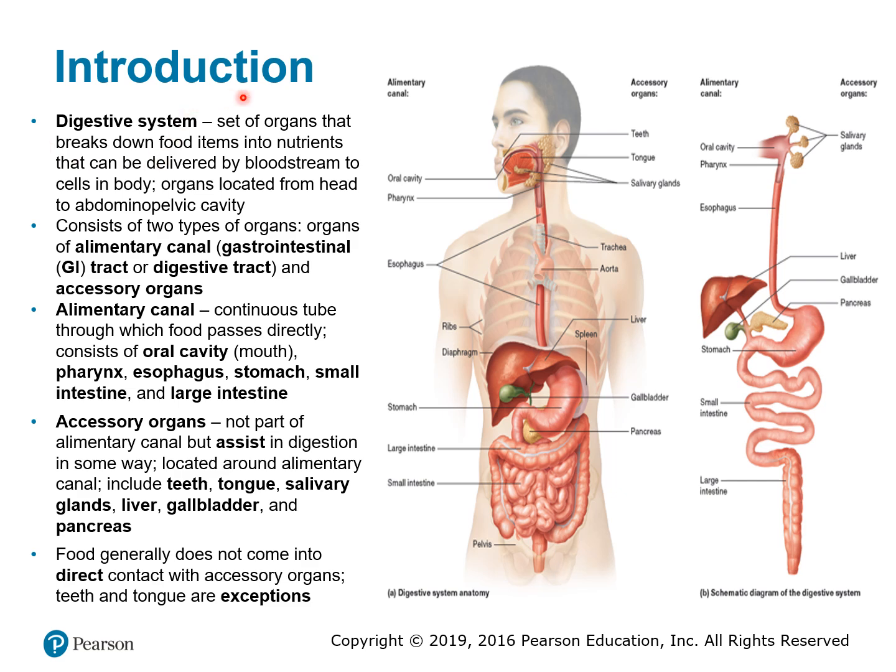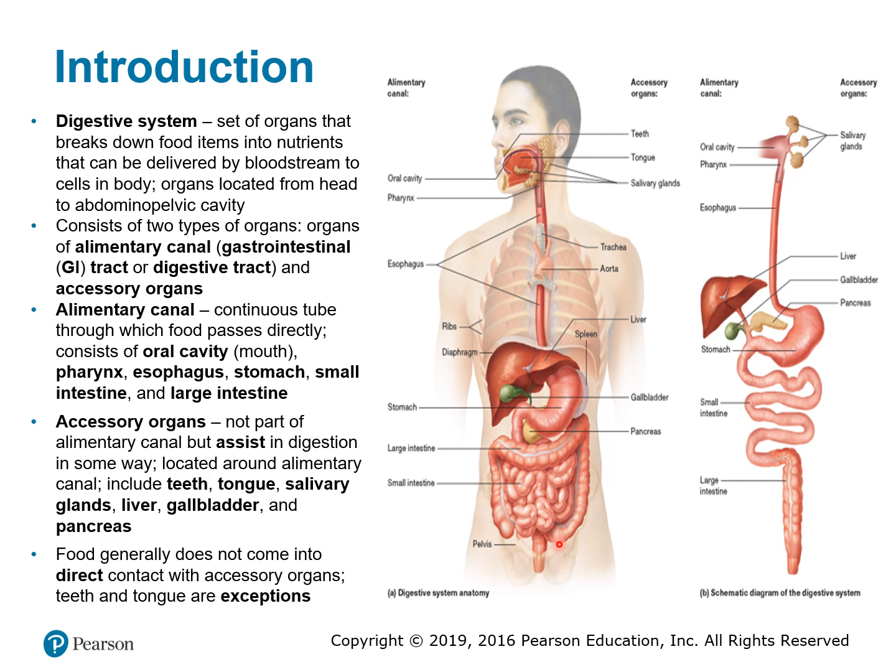The digestive system is composed of a set of organs that break down the food and get the nutrients, and those nutrients are then delivered through the blood system to whatever cells of the body need them. Now it starts from the head all the way to the abdominopelvic cavity, which is down here.